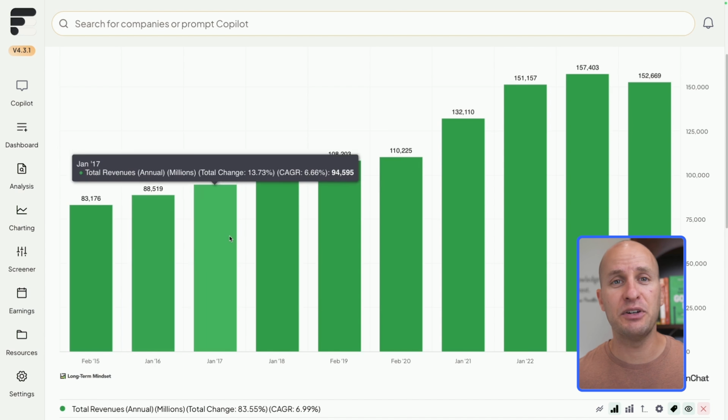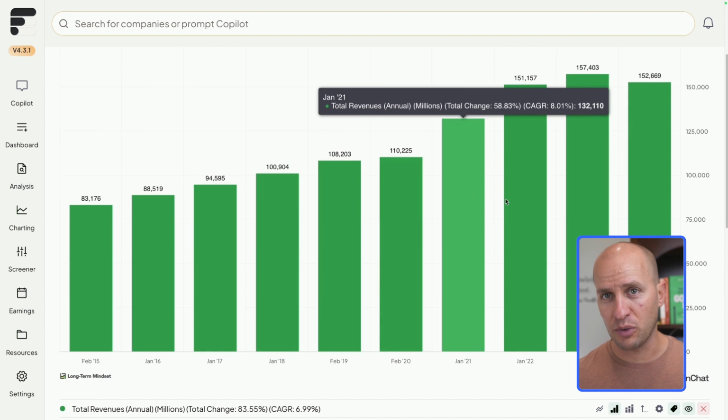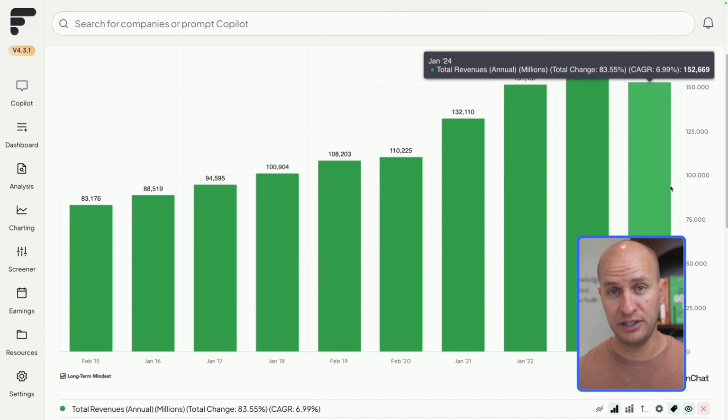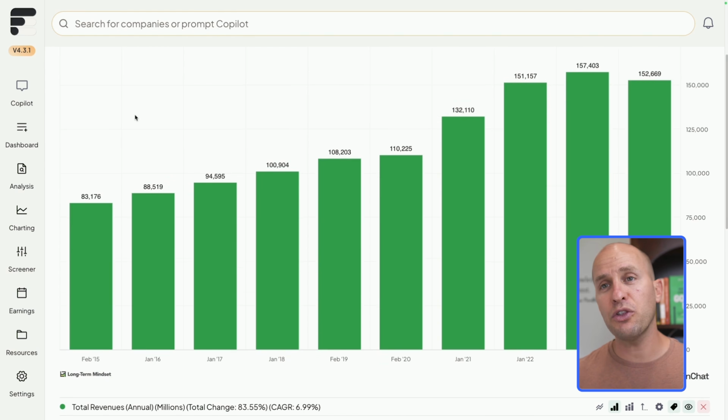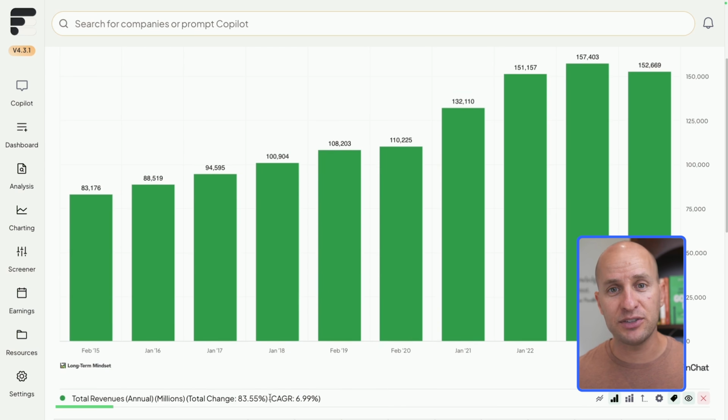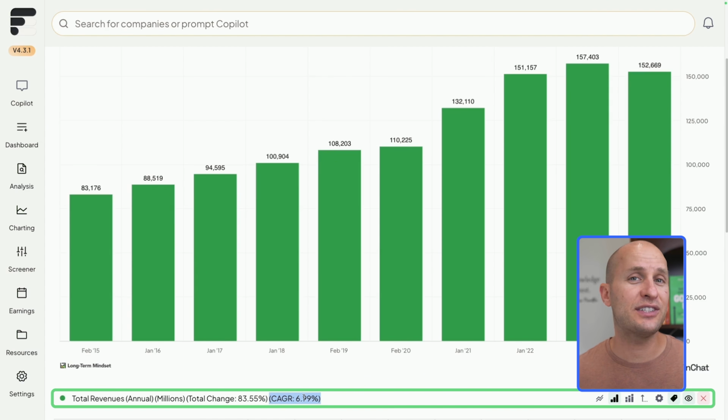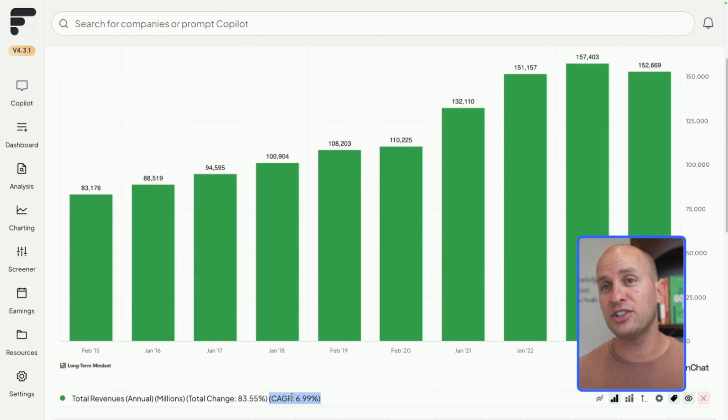Doing so allows me to visualize Home Depot's long-term revenue trend, which has been up and to the right. Better yet, FinChat will actually calculate the company's compound annual growth rate for revenue, which in this case is about 7% annually. So looking at this tells me that Home Depot is still very much a company that is growing.